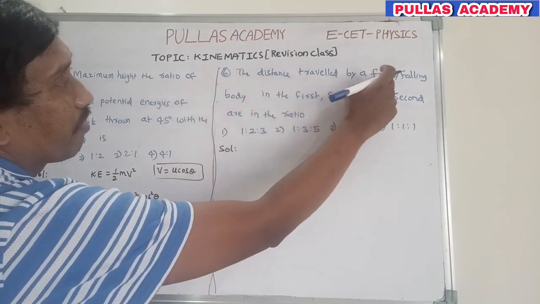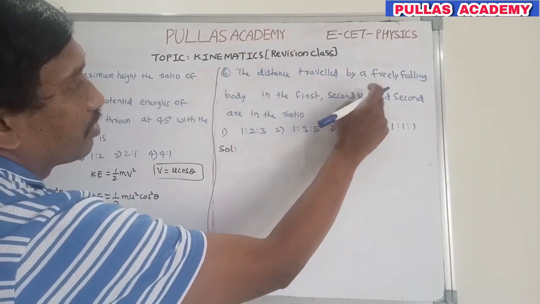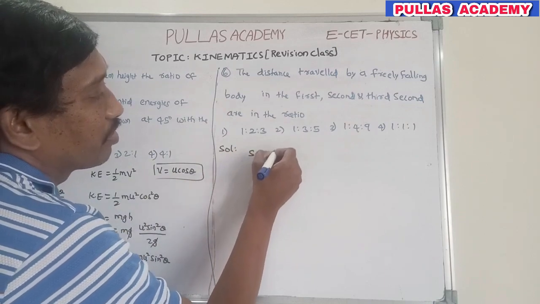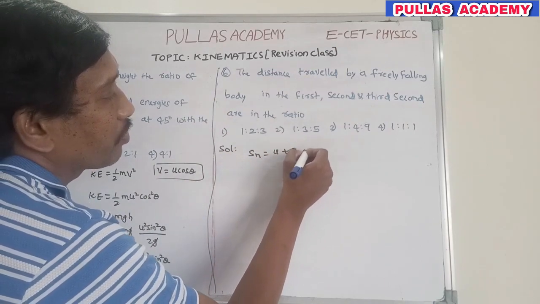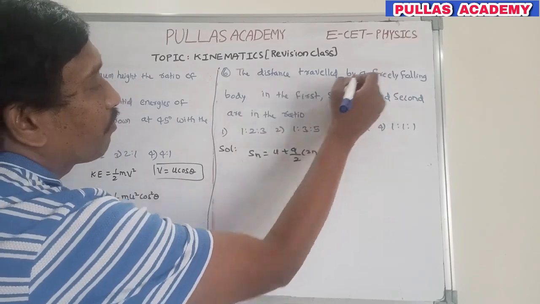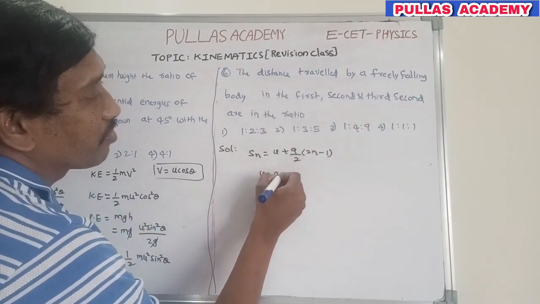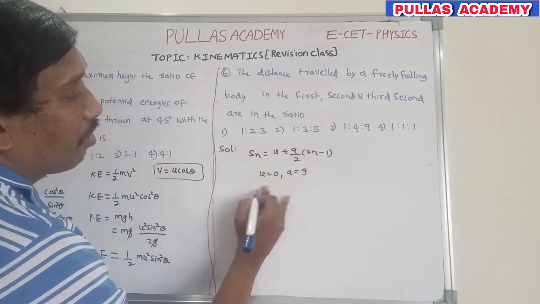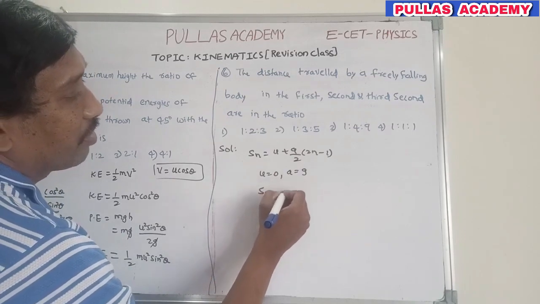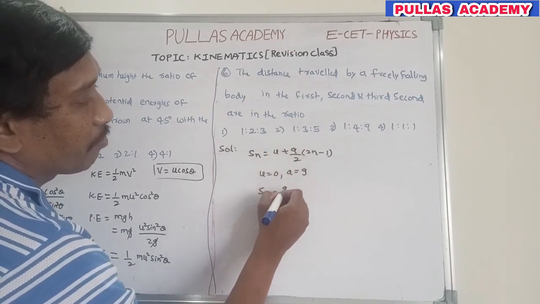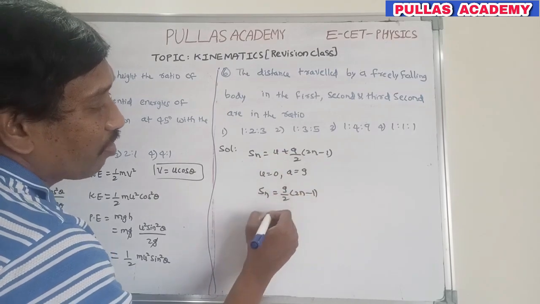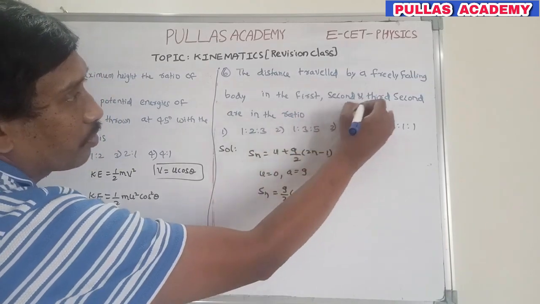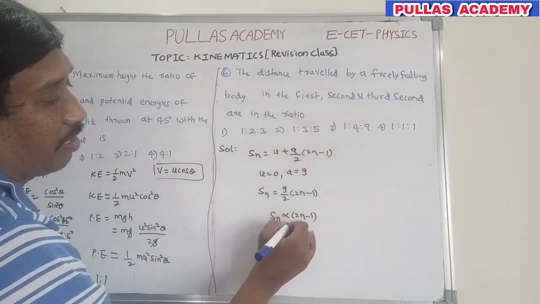The distance traveled by a freely falling body in the first, second, third second. At a particular time, the actual formula is Sn equal to u plus a by 2 into 2n minus 1. This is for a freely falling body. So a is equal to g, and u is equal to 0. Then Sn is equal to 0 plus g by 2 into 2n minus 1. Here g is constant and Sn is proportional to 2n minus 1. For 1, 2, 3 seconds, substitute n equal to 1 for the first second, 2 for the second second.